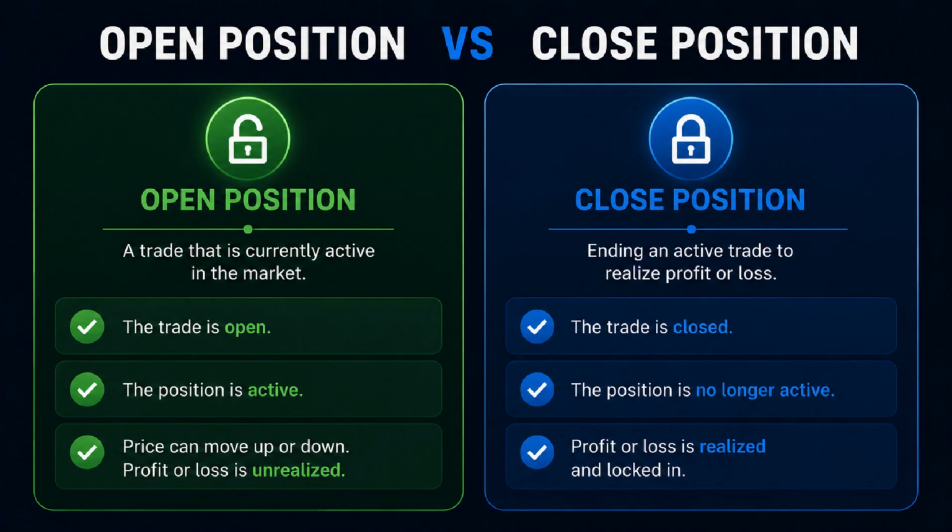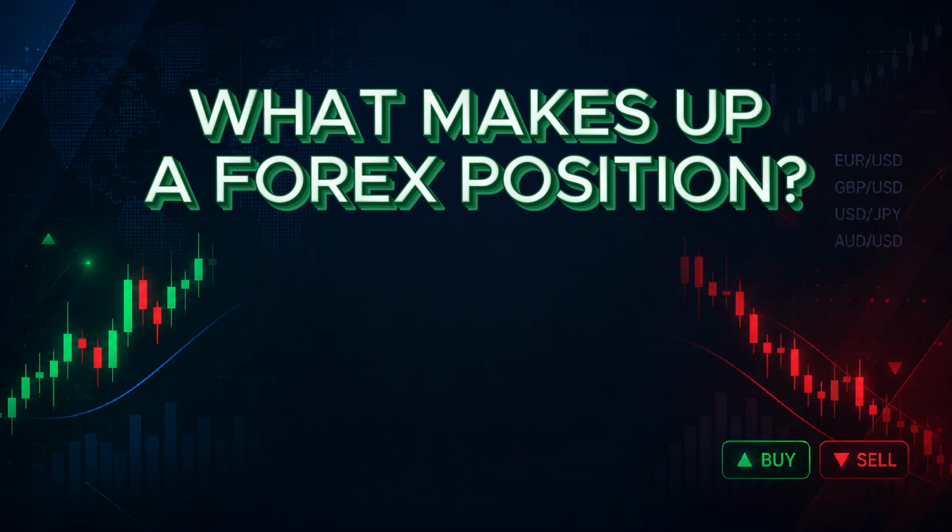A closed position is a trade that has been exited. Once you close the trade, the result becomes final. Your profit or loss is locked in, and you no longer have a position in that currency pair. Understanding this difference is important because many beginners use these terms interchangeably, even though they mean different things. What makes up a Forex position?